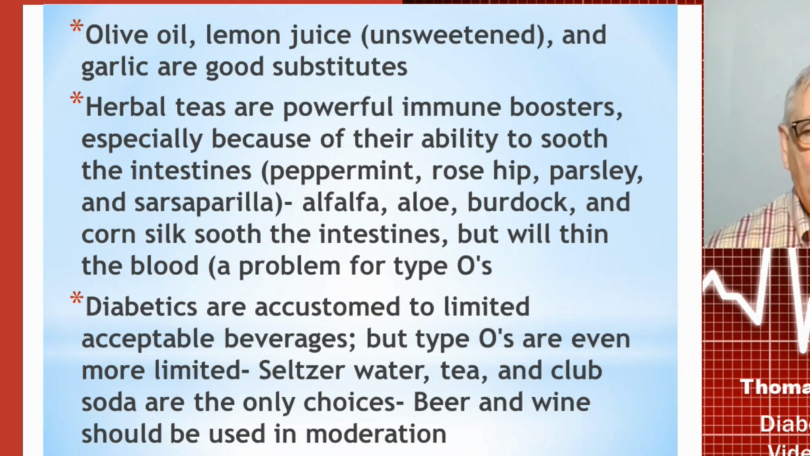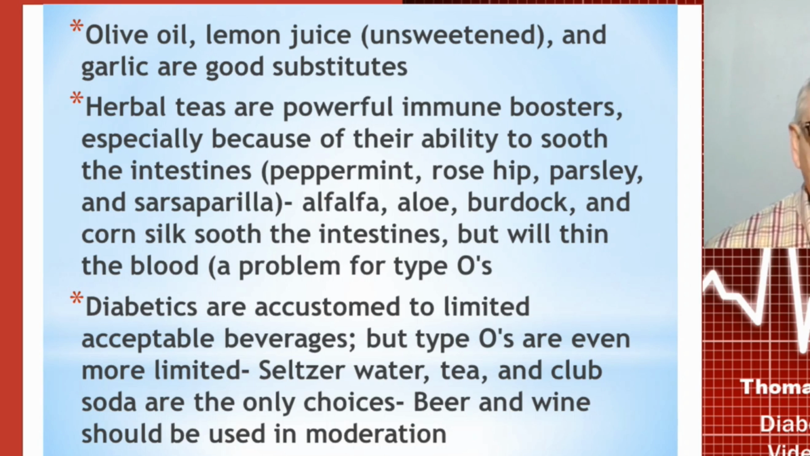Herbal teas are very powerful immune boosters, especially because of their ability to soothe the intestines. Peppermint, rosehip, parsley, and sarsaparilla included, alfalfa, aloe, burdock, and corn silk soothe your intestines, but they will thin your blood, which can be a problem for type O's.